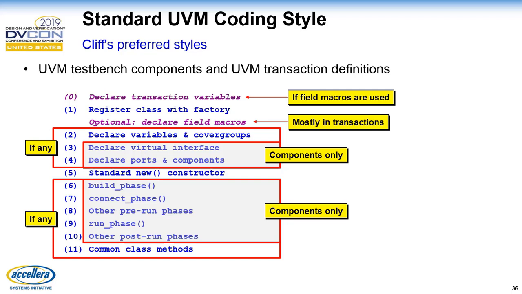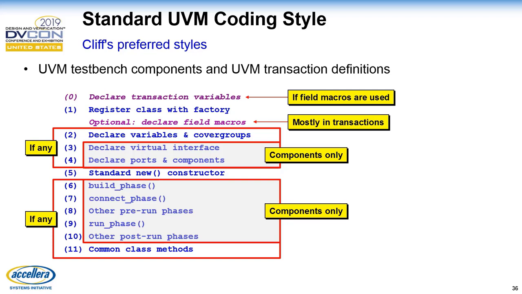I'll declare virtual interface. I'll declare ports and components. So if used, it's your components that are going to have the virtual interface, and they're also going to have the ports and other handle declarations. You're going to put in a standard boring new constructor that goes into any of these. There's basically only 2 types. And then you've got all the phases that you need to do. You need to do the build phase, the connect phase, other pre-run phases, run phase, and post-run phases.